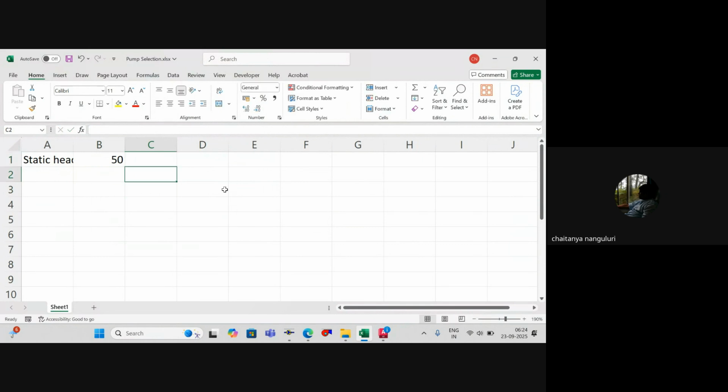Right. Slide is not coming. It's there, but it's not visible.